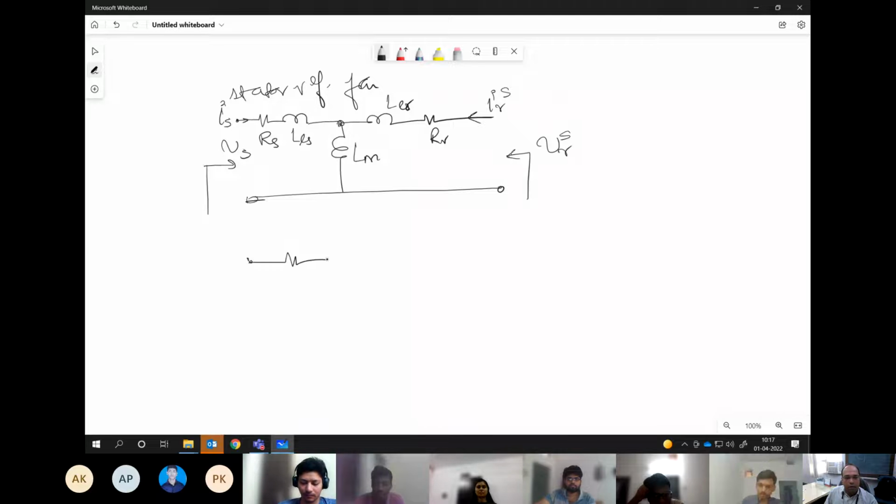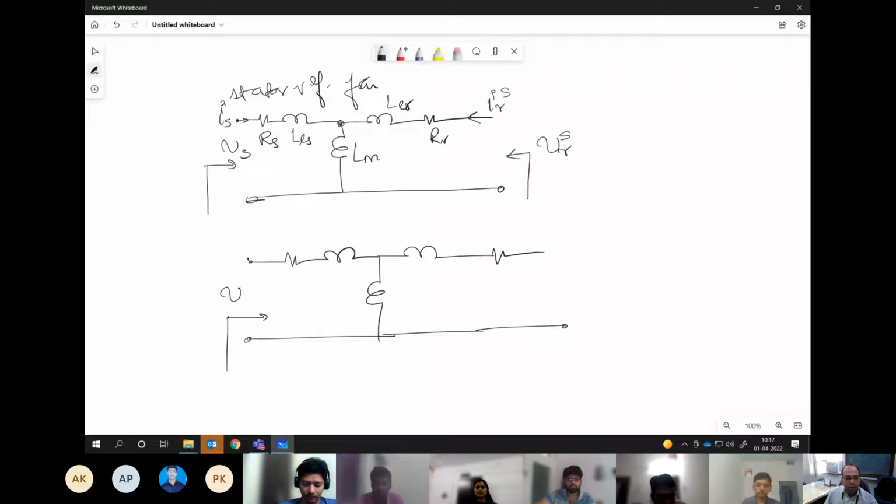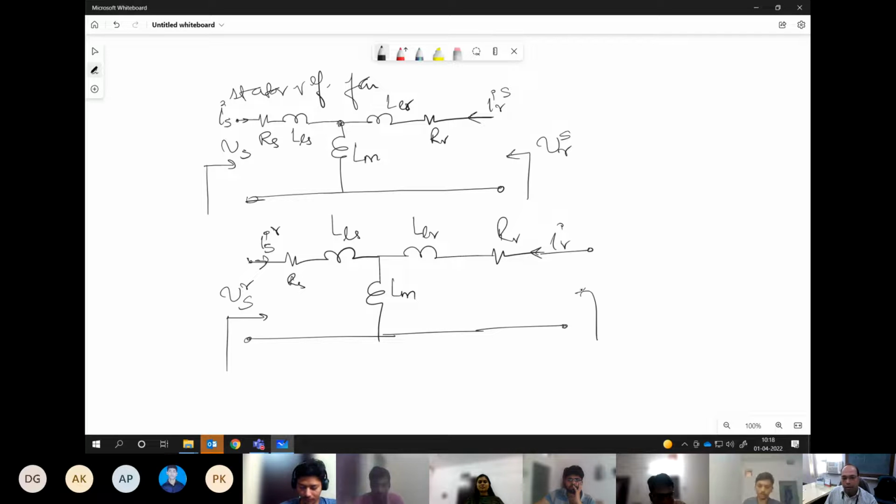Now, a similar thing we can draw for the rotor reference frame also. We are drawing two circuits because we are dealing with two equations. One is the stator equation, the KVL equation, and another is the rotor equation. So here we will have Vs and Is referred to the rotor reference frame, whereas Ir and Vr remain as they are.